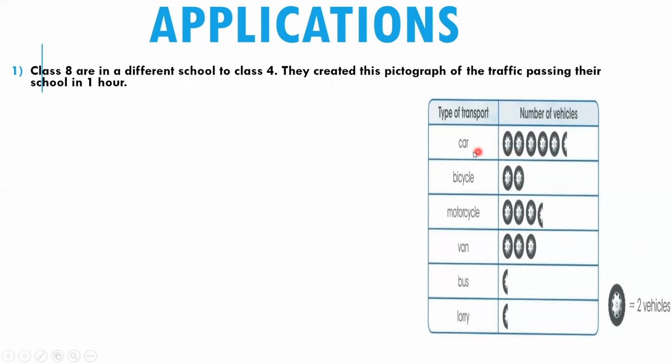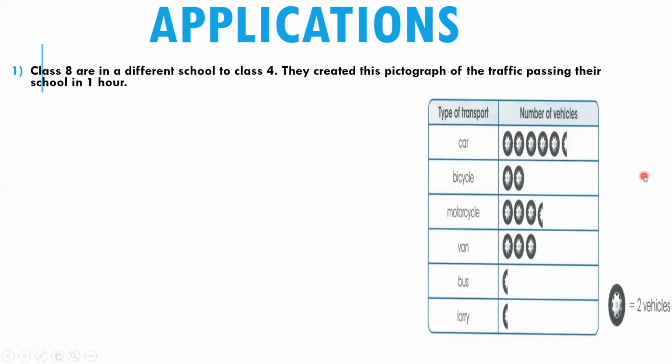So how will you find the number of cars here? 1 wheel equals 2 vehicles. So 2, 4, 6, 8, 10. And here you can see a half wheel, not a full wheel. A wheel equals 2 vehicles, so half of a wheel means half of 2, that is 1. So the number of cars is 2, 4, 6, 8, 10, 10 plus 1, 11. This is how we find the number of vehicles.